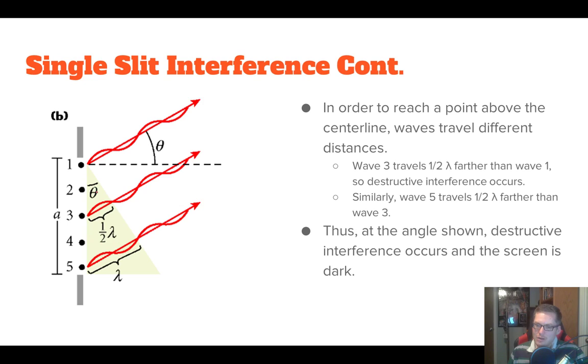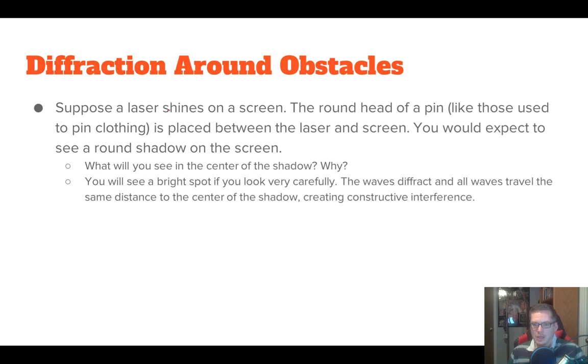But 2 and 4 will have differences. At the specific angle that's shown, destructive interference occurs, and your wavelength on the screen would be dark. So that would be specifically at this spot.